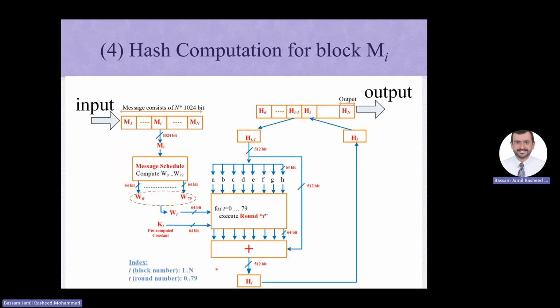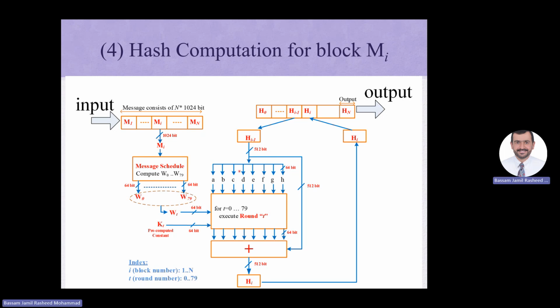Now, here is what happens in every block. When this is one of the blocks, it goes through a message schedule, and this message schedule will compute W0 all the way to W79. So there are 80 of these W's.